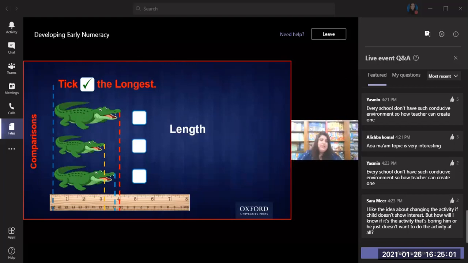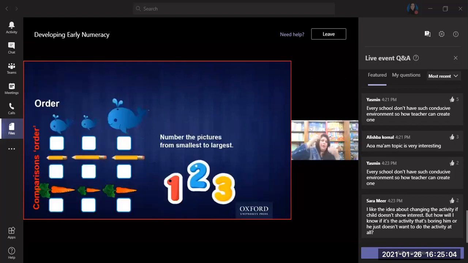Then comes the idea of order. So while we are developing early numeracy, this idea of order is also very important. Now in this activity, they just have to use 1, 2, and 3 and compare the size of the objects or the fish that they can see. And they have to just write the number, 1 being the smallest and 3 being the largest. So they can compare this order.